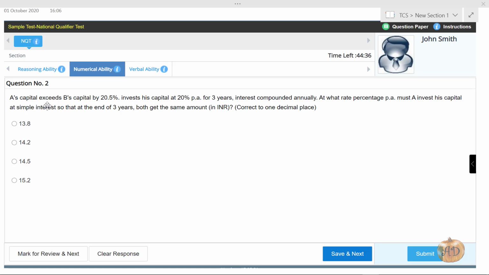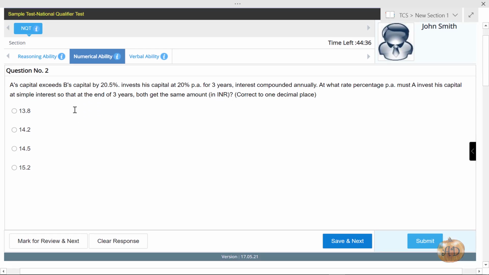This question says that A's capital exceeds B's capital by 20.5%. So you can say if B's capital, suppose it is 100, then A's capital equals 120.5. Why? Because if you increase 100 by 20.5%, you will get A equals 120.5. Okay. So the next line says, here it is a misprint in the paper, but I'll tell you what would be the correct alphabet or correct investment.